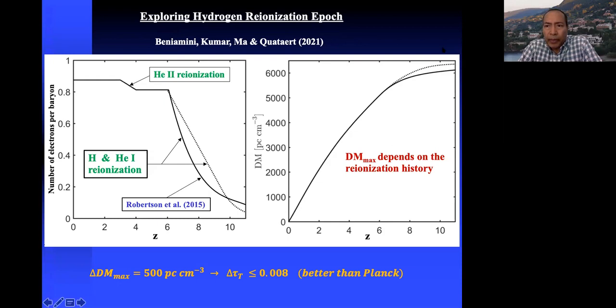And you can see that there is a difference in these two different reionization histories. In this dotted line, the maximum DM is larger than in the Robertson et al. reionization history of the universe by about 500 parsec per cc. And if we can determine the FRB DM, or the maximum DM for FRBs, to 500 in the same units or better, then we can do better than the Planck 2020 Thomson optical depth result. That's shown here.